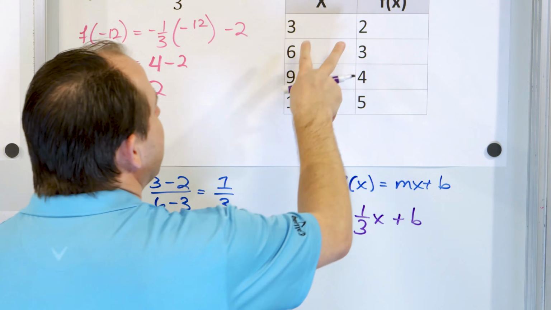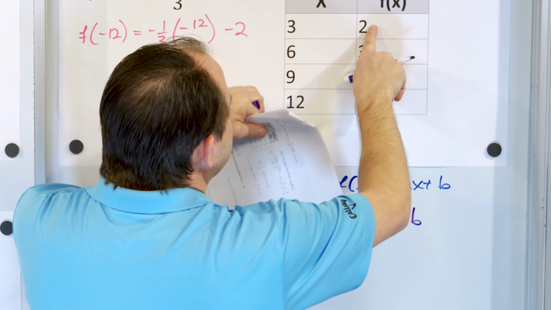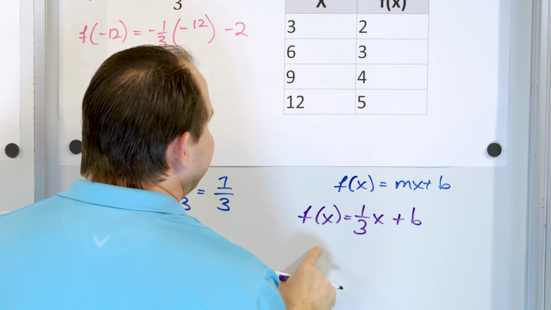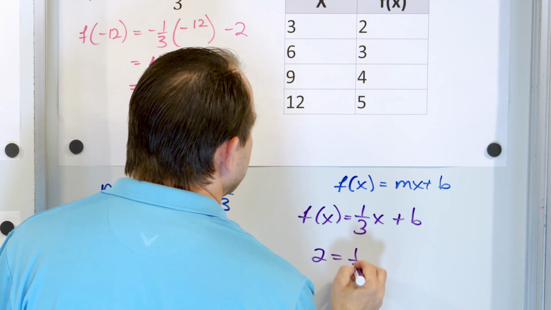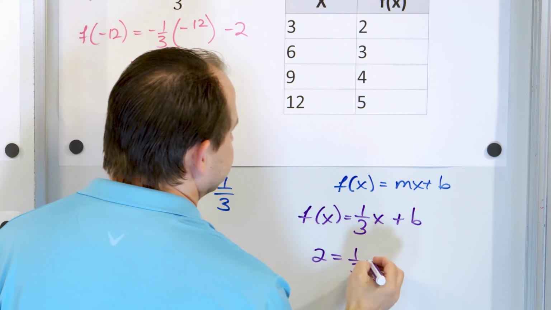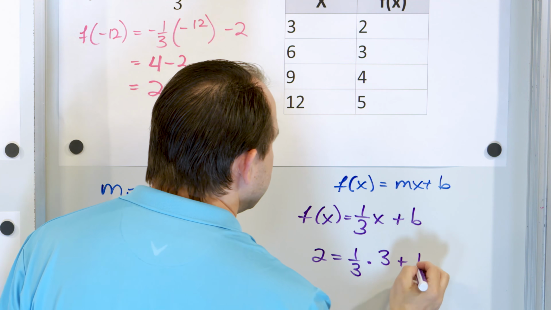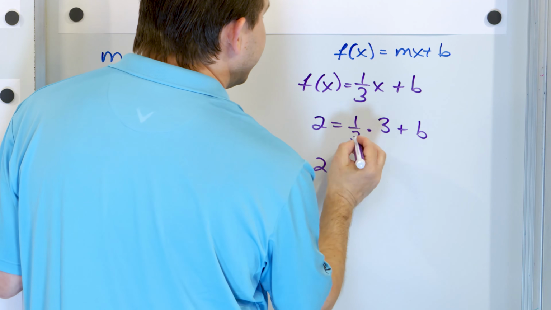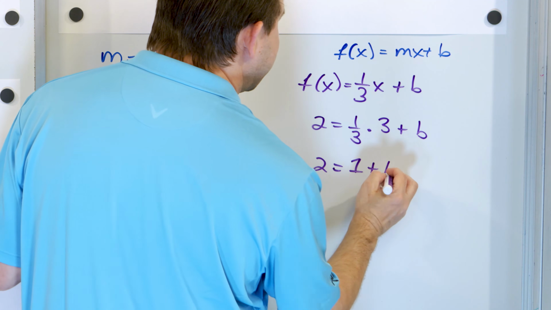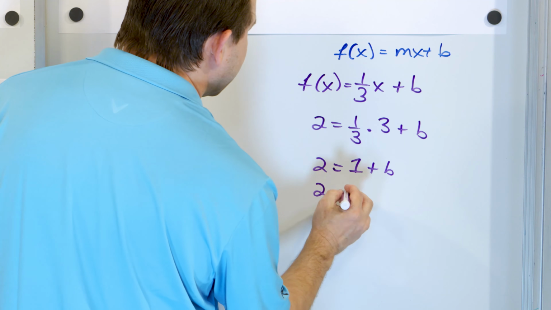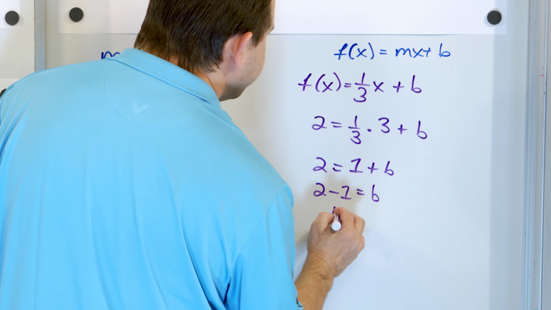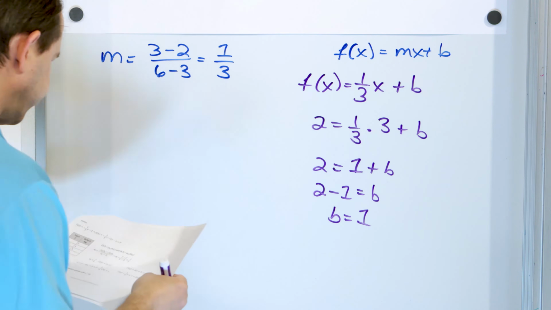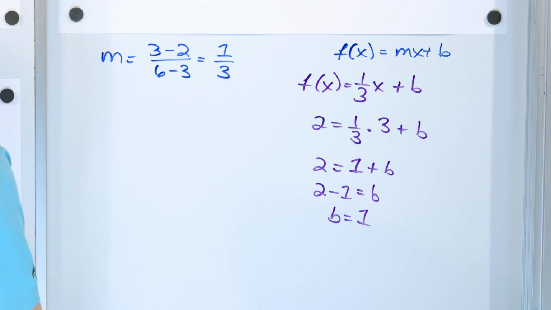And then we can use any point we wish. We're going to use the first one here to find b. So the output is 2 when the input x is 3. And so what we get, 1/3 times 3 is just 1. And how do we find b? We subtract 1 from both sides. So b is equal to 1. The y-intercept is equal to 1.